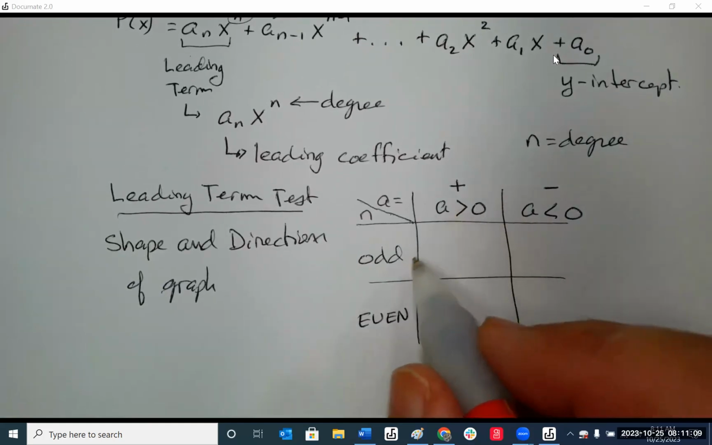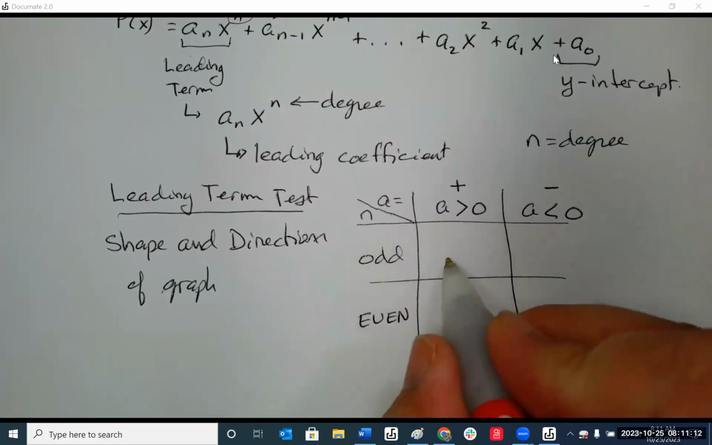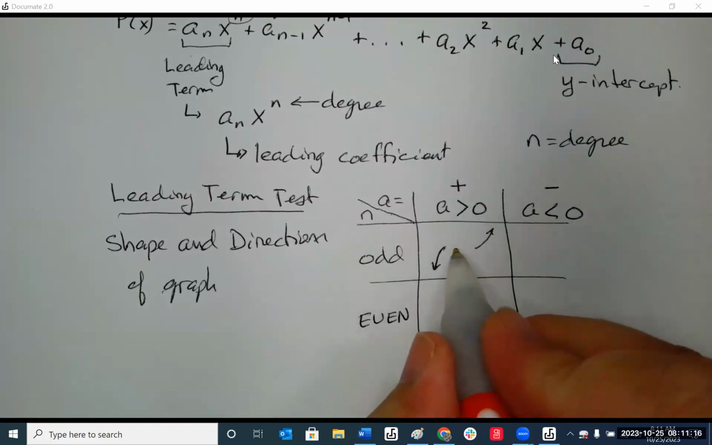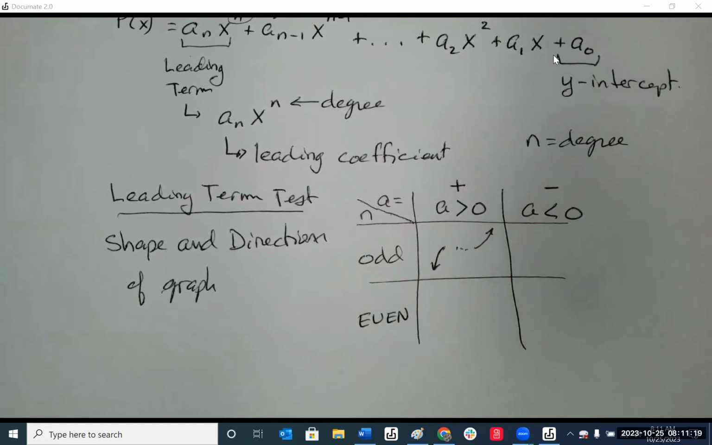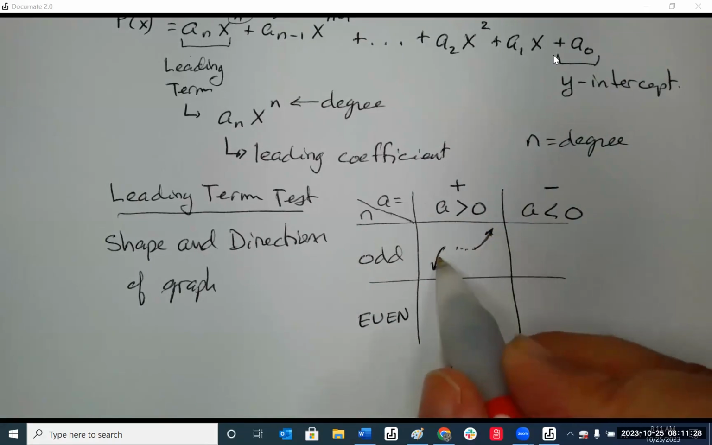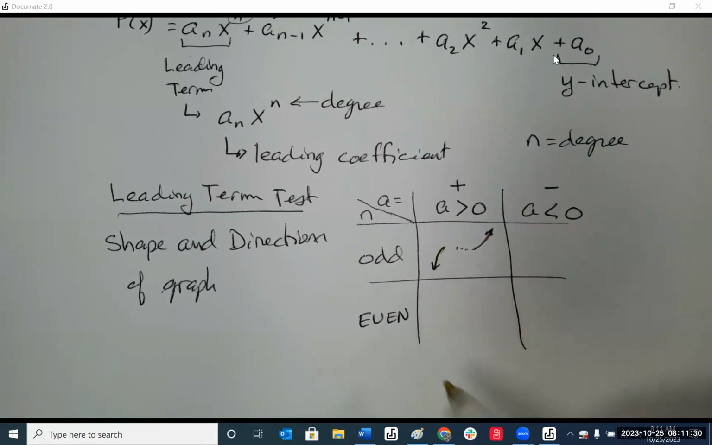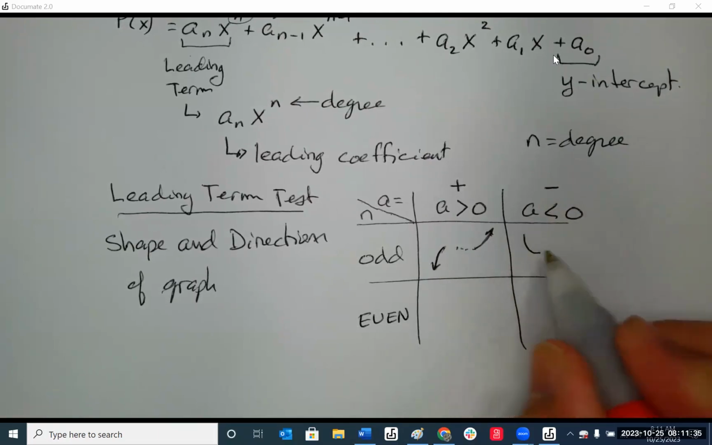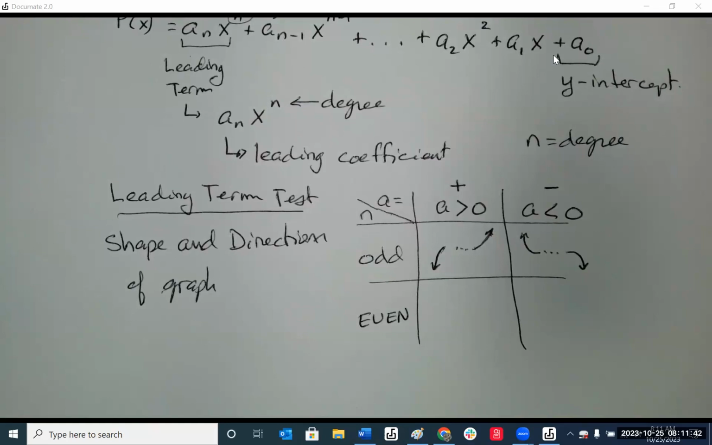If it's positive and the n is odd, the only thing we know for sure is that the ends of the graph point in opposite directions. If it's positive, it goes up on the right-hand side. Since it's opposite, it goes down on the left. If the leading coefficient's negative, then it goes down on the right-hand side. And whatever happens in the middle, we find out later.